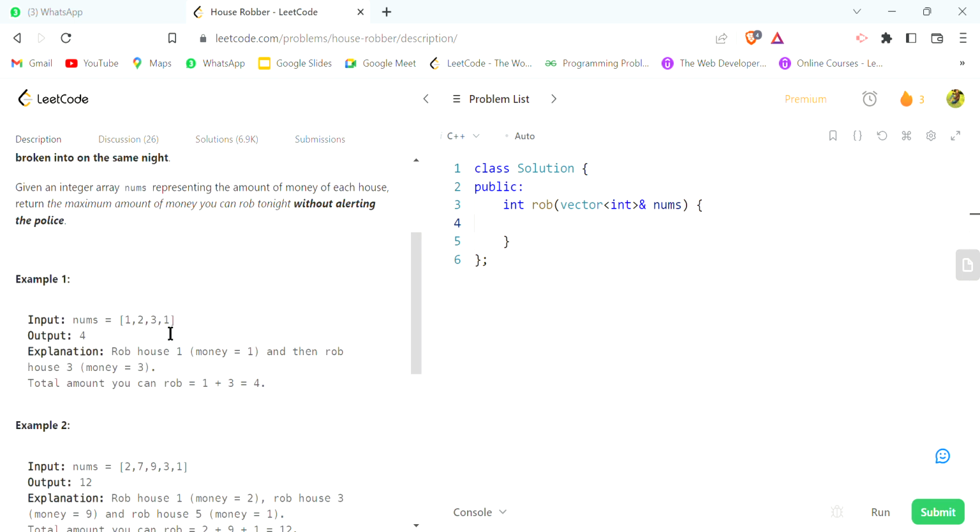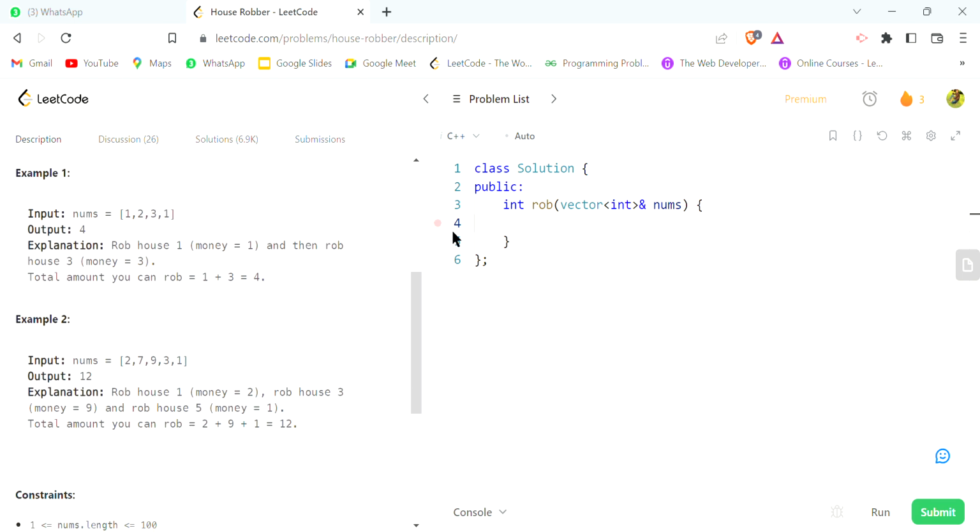So let's jump into code. First, what is the base? Basically, it is a dynamic programming problem, and its solution is very simple. The next step can be determined using the previous step. So what we do, first try it if there is only one house.